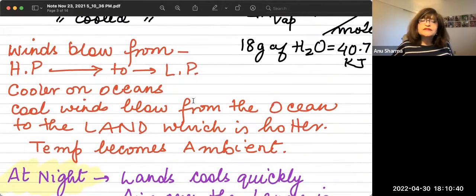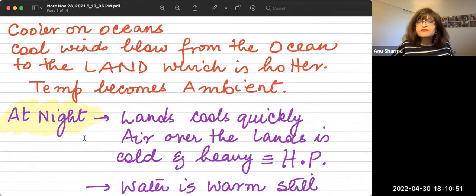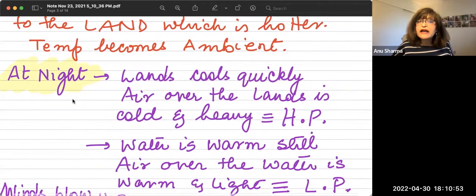So now what happens? During the daytime, winds blow from high pressure to low pressure. It's cooler on the ocean, so cool wind blows from the ocean to the land, which is hotter. So the temperature becomes ambient during the daytime. But at nighttime, it's the opposite.